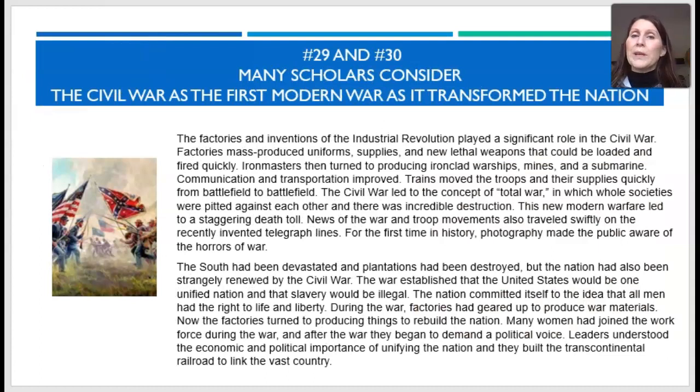And this covers numbers 29 and 30. Many scholars consider the Civil War as the first modern war, as it transformed the nation. The factories and inventions of the Industrial Revolution played a significant role in the Civil War. Factories mass-produced uniforms, supplies, and new lethal weapons that could be loaded and fired quickly. Iron masters then turned to producing ironclad warships, mines, and a submarine.